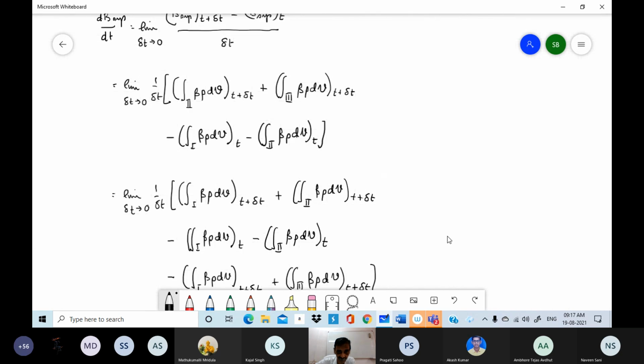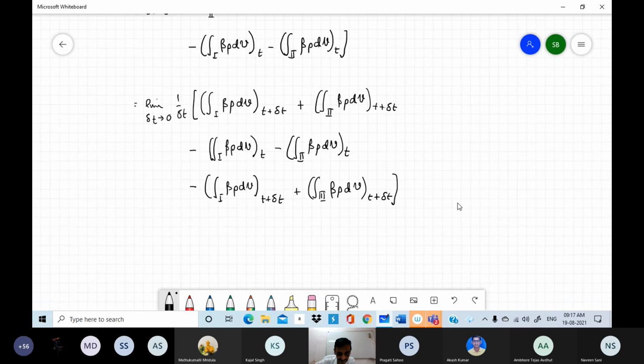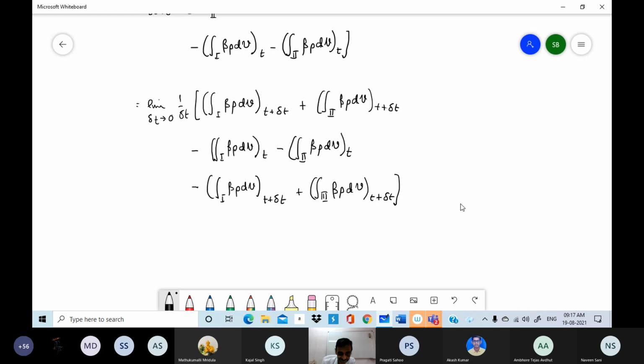So I brought the 3 over here and I've added a region 1 over here and subtracted it here. So this expression is same as this. Any questions?